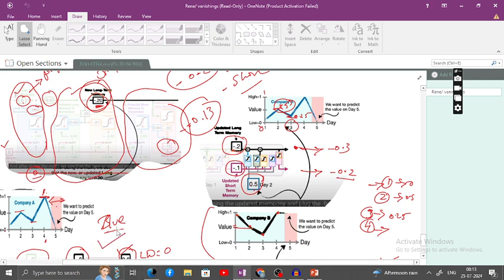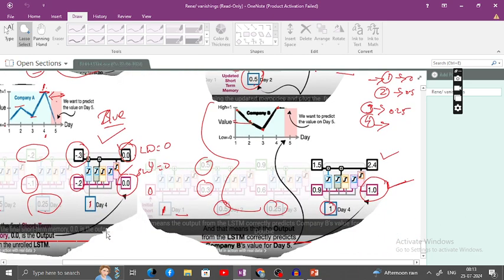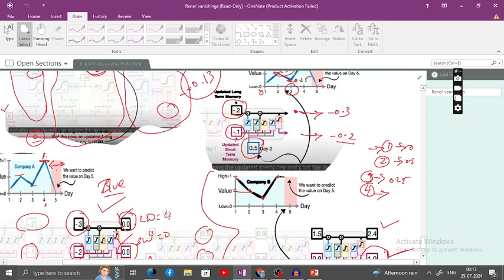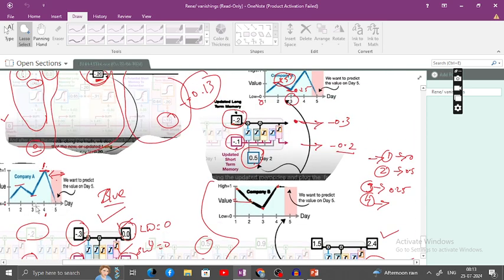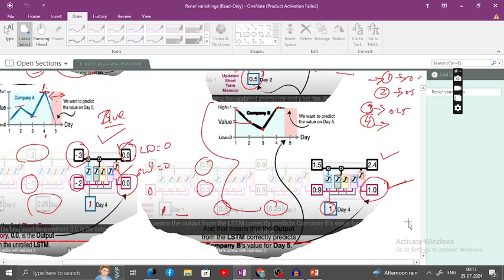So like this, if you keep on updating the things, 0, 0.5, 0.2, 0.3, you will be able to predict the exact output. See here on day 4, if you keep on updating the weights, it correctly predicted 0 on day 4. Correctly predicted as 0. Look at this: 0, 1, 2, 3, 4, and at the end the output you are going to predict is 5. So that is how LSTM correctly predicts.